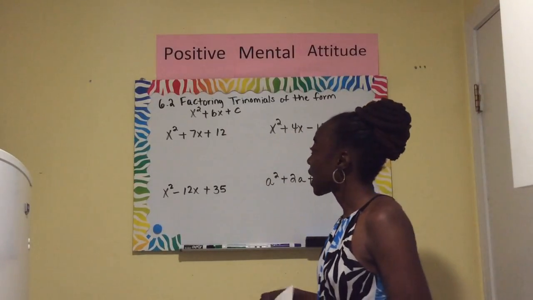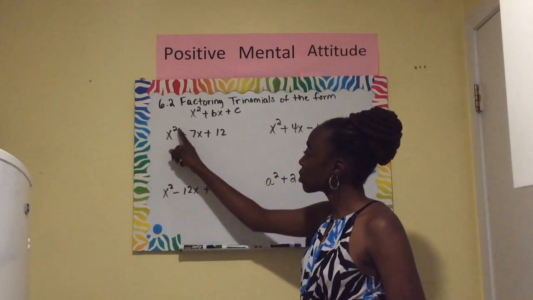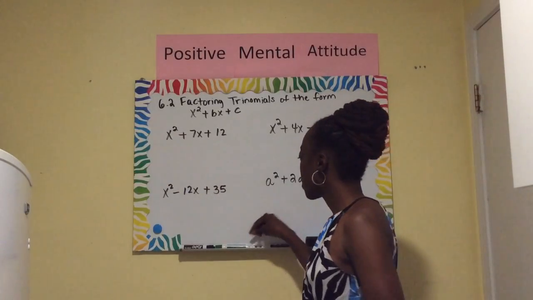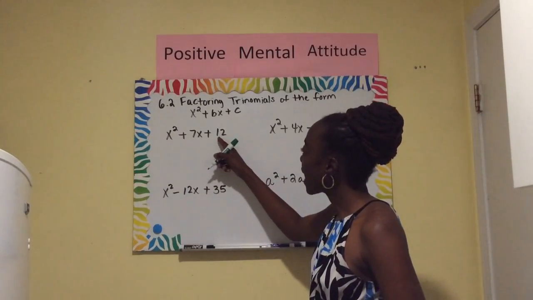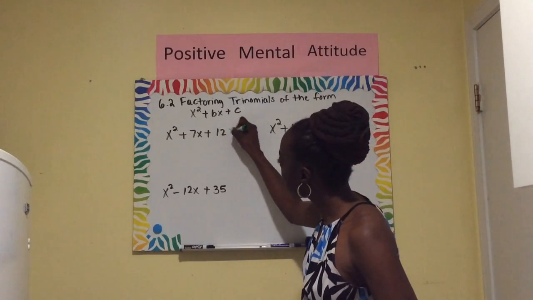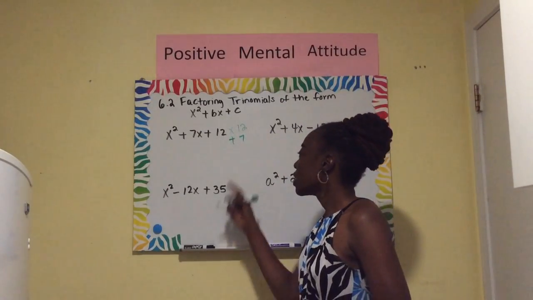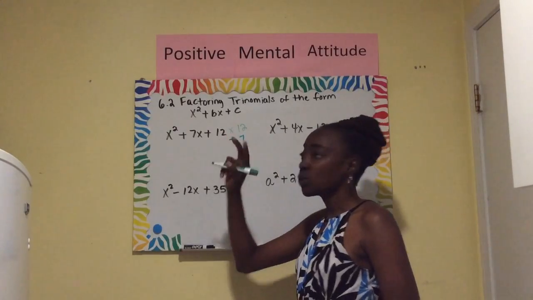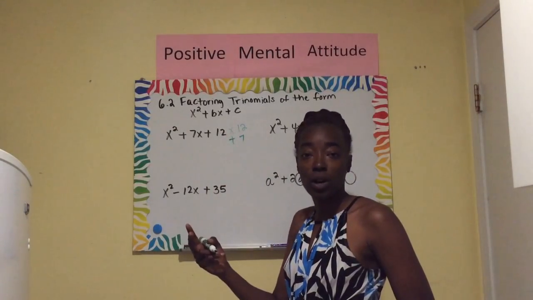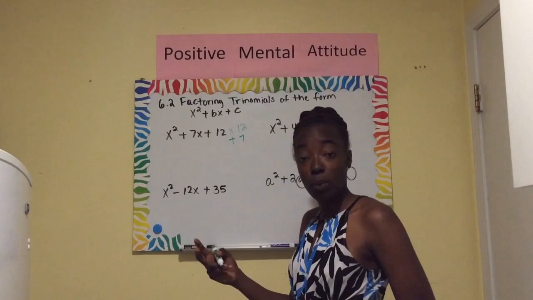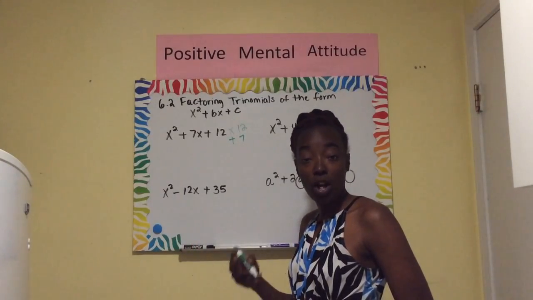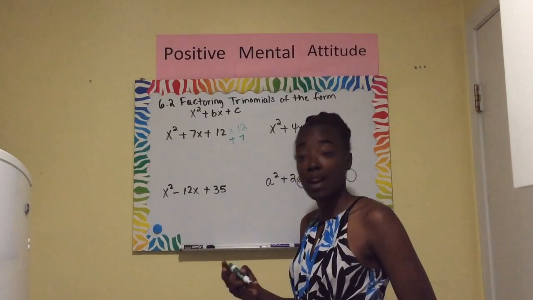So what you're doing in this case is, our first example, we have x squared plus 7x plus 12. What you're trying to do here is find numbers that multiply to give you 12, but add together to give you 7. So you multiply two numbers, like 3 times 4, that's going to give you 12. But when you add them, 3 plus 4 is going to give you 7.